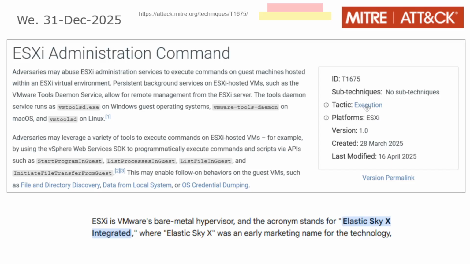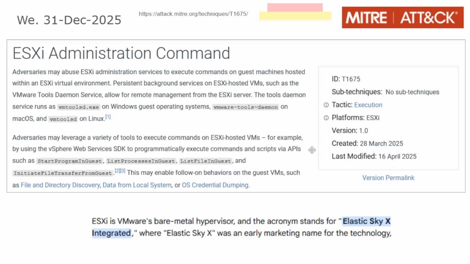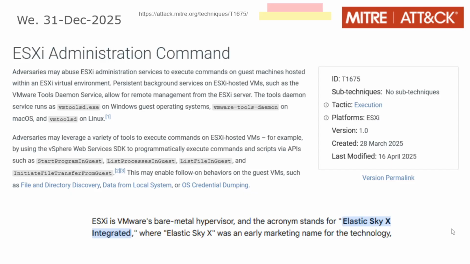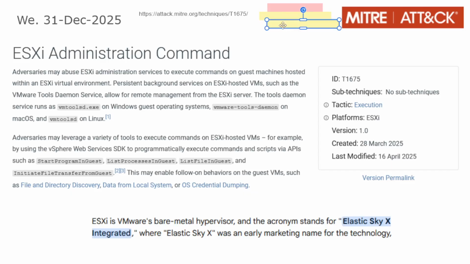So we are in the execution tactic here in the adversary lifecycle. As you can see, there is nobody claiming credit for this page, and this is normal for Mitre ATT&CK pages with not so much content. So feel free to extend on that if you have a deeper understanding of ESXi. But what does it mean, administration command? So adversaries may abuse ESXi administration services to execute commands on guest machines. That's what you can do.